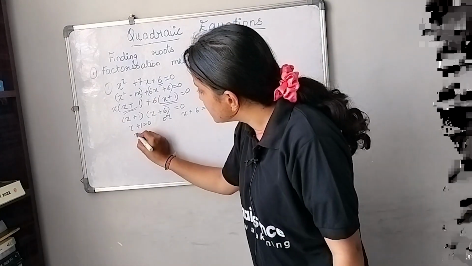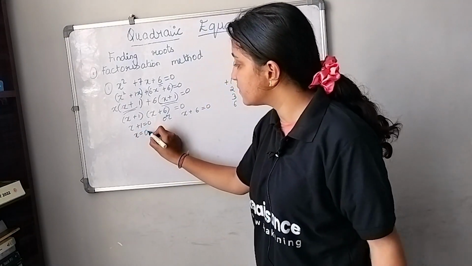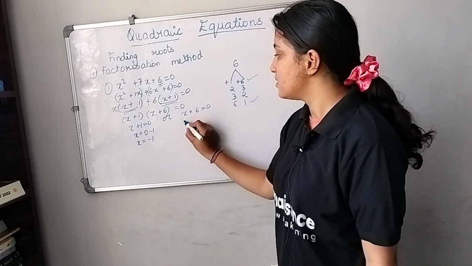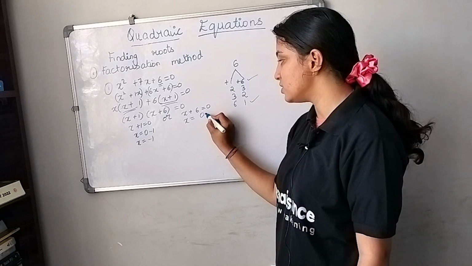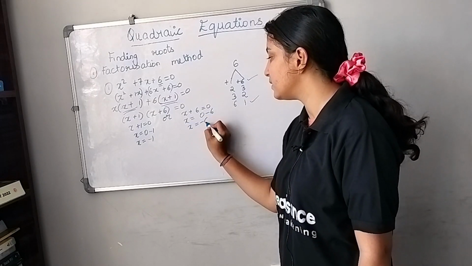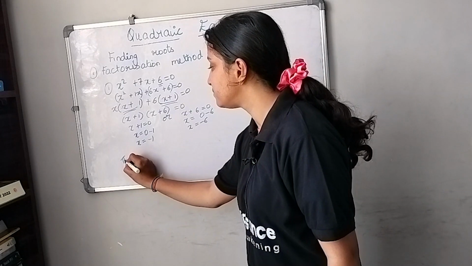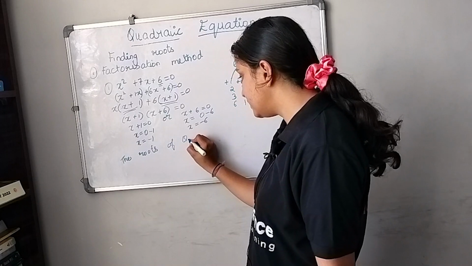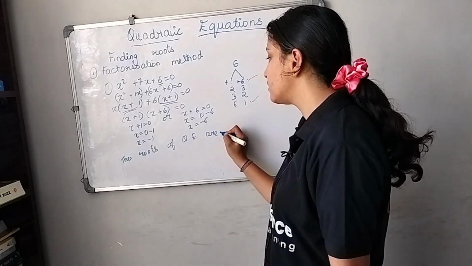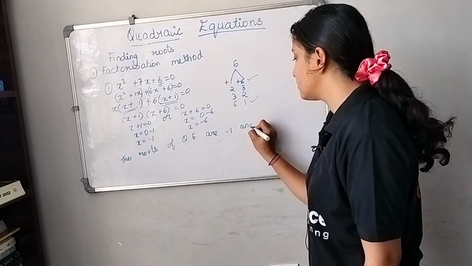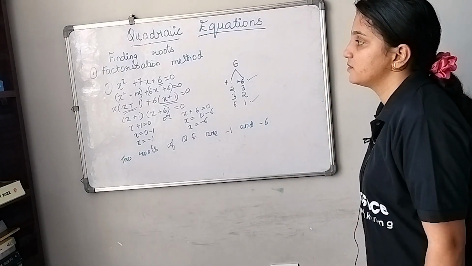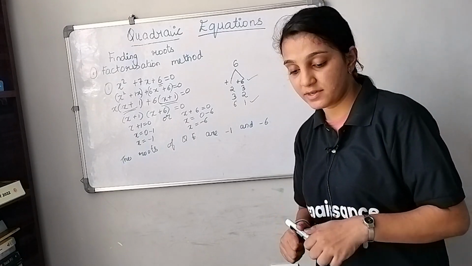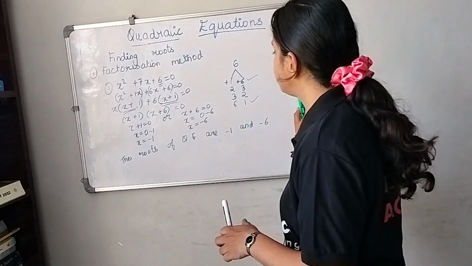Now x equal to 0, this plus 1 goes on the other side, becomes minus 1. So x equal to minus 1. In the same way for this, x equal to 0 minus 6, x equal to minus 6. So the roots of the quadratic equation are minus 1 and minus 6. So here we complete the factorization method. And the next method which you have is the quadratic formula.